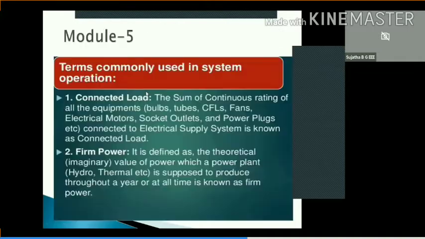Now module 5, I will go to module 5. Again module 5, Gupta sir and myself, we are sharing.